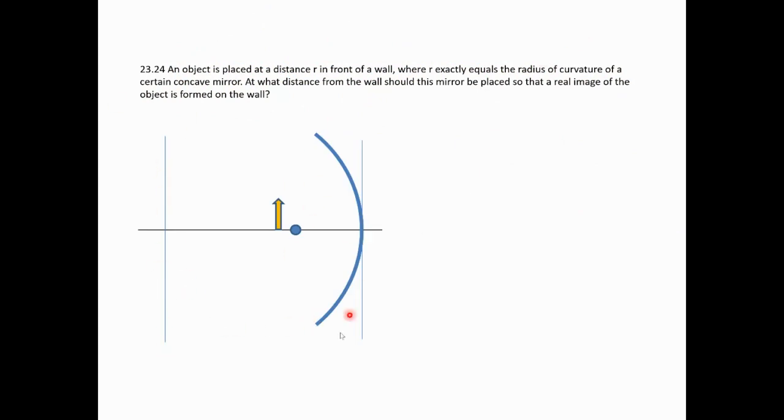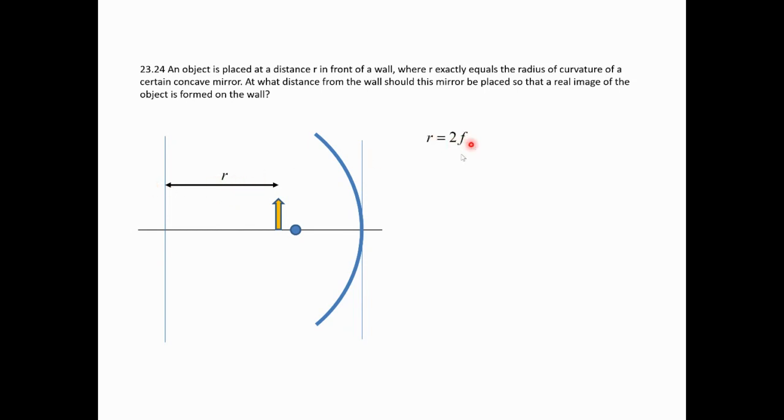An object is placed a distance r in front of a wall. R exactly equals the radius of curvature of a concave mirror. So you have a picture that looks like this. Here is the wall. Here is the concave mirror. And then here's a line from which we'll measure distances. So r is the distance that the object is in front of the wall. And then the radius of curvature equals r.